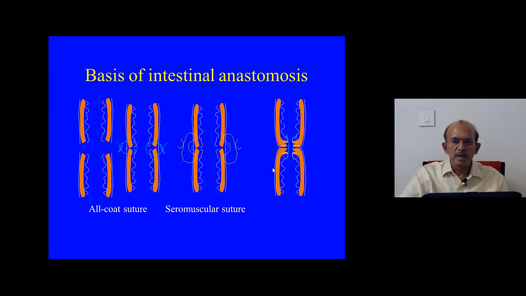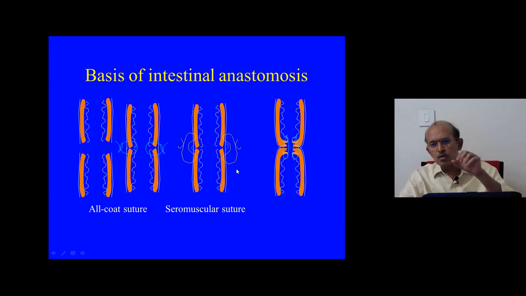This is called the inversion. So there are two layers of suturing: an inner layer of all coat suture for all coats, and an outer layer of suturing, but this outer layer of suturing is not through all coats. It is only from the serous coat and part of the muscle coat. That is what is called seromuscular suturing. So seromuscular suturing for the outer coat, that is for the inversion of the anastomotic site.